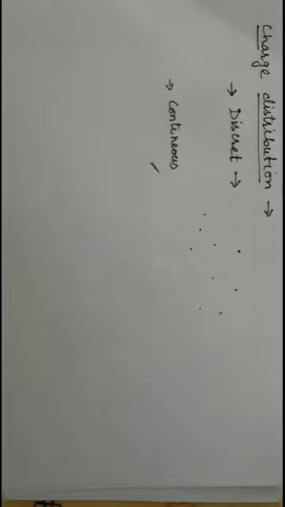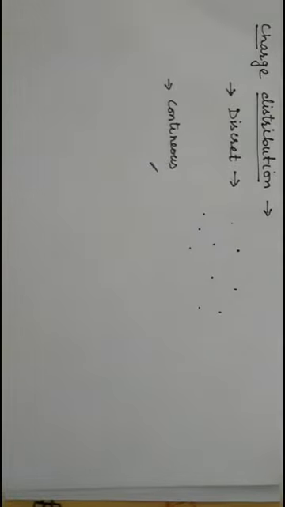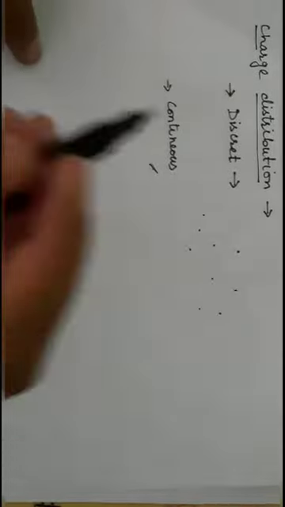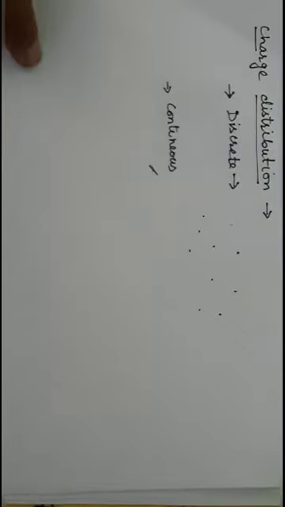In this video, we will discuss charge distribution. How is charge distributed over space? There are two ways by which charge is distributed. The first one is discrete and the second one is continuous charge distribution.